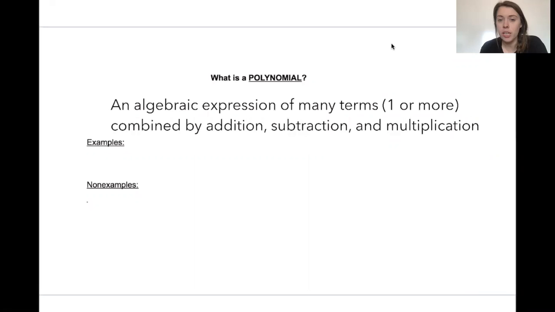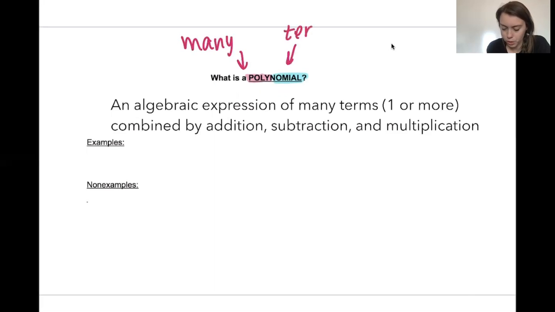So the first thing is, what is a polynomial? Poly and nomial are stem words. So if you put them together, poly means many and nomial in math means terms, but you also can sometimes hear it be called name, not Nate. And the definition of that put together is an algebraic expression of many terms.